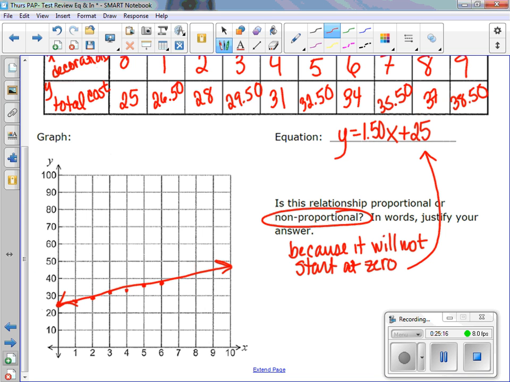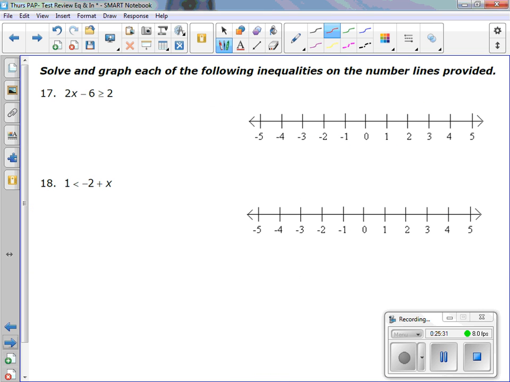So we always want to label our X and Y. This is our total cost, and this is our number of decorations. Okay? Labeling your graphs, always a good idea. So that covers writing equations and graphing equations. Now we're moving on to the inequalities.